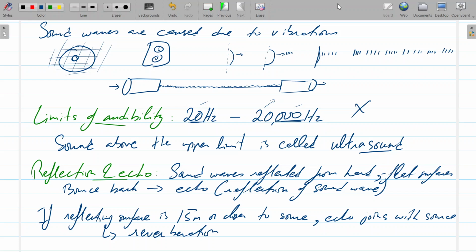Now, right now, it's just something that you need to know, that reverberations happen, right? And they happen when the source is 15 meters or closer to the reflecting surface, and so the echo merges or joins with the original sound.